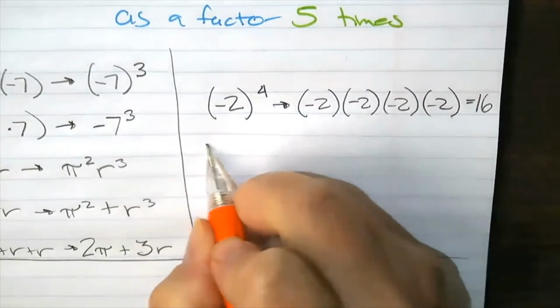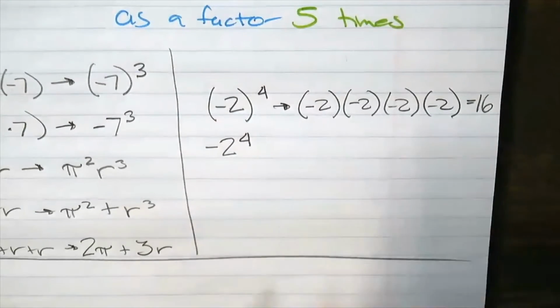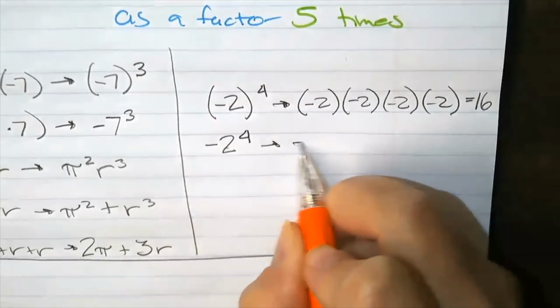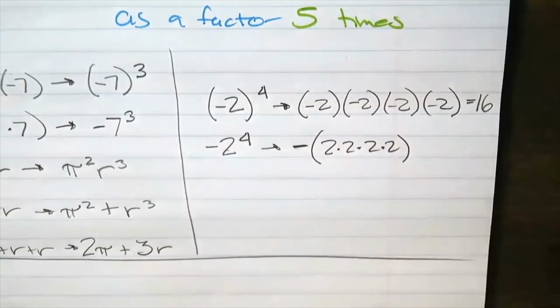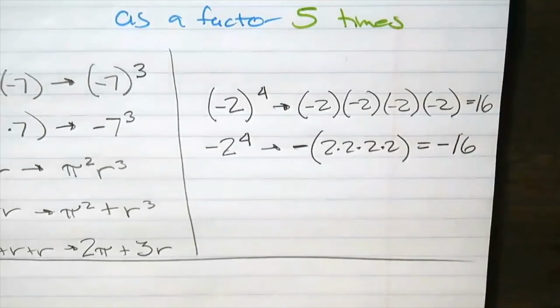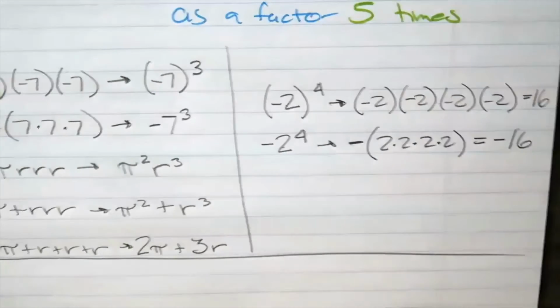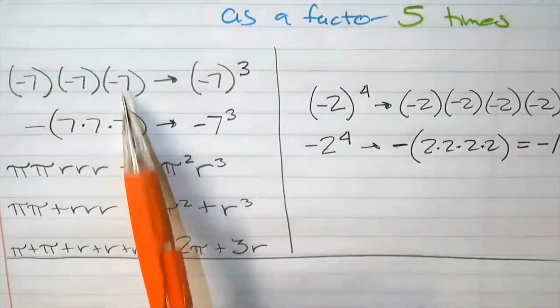This is different than this. Here, my base is +2. I have a negative, but my base is +2. And my answer is -16. So take a second to look at the difference between these as well. And you can see the difference between these and these.